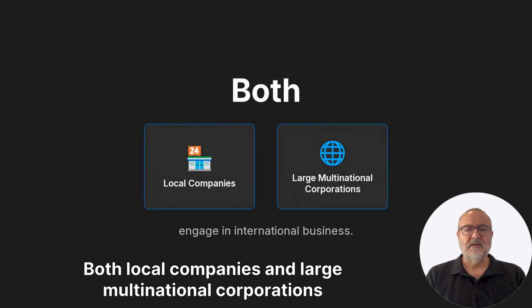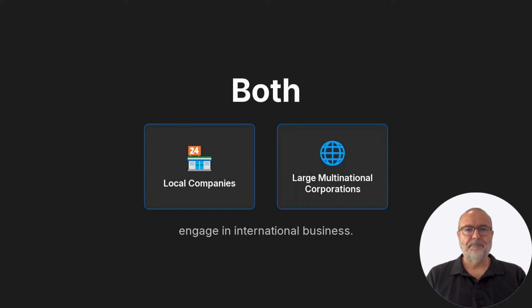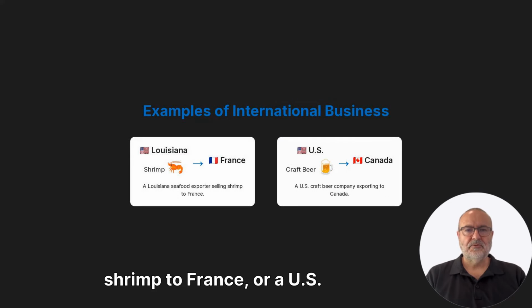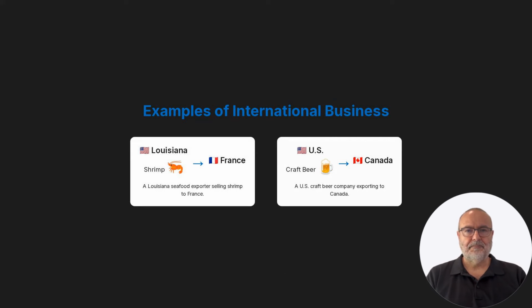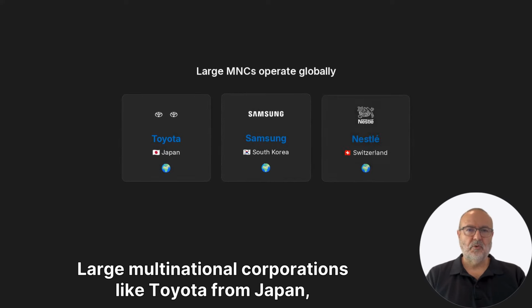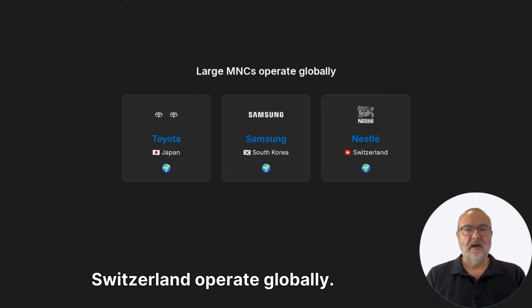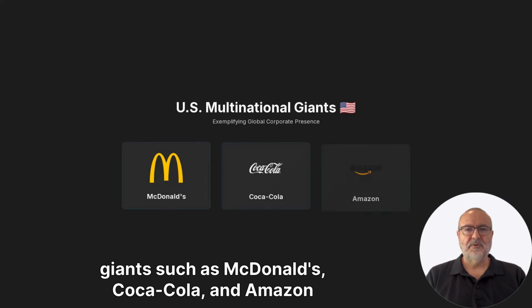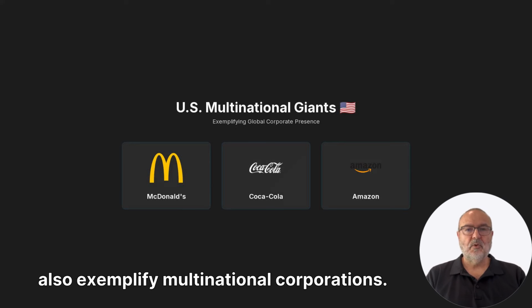Both local companies and large multinational corporations engage in international business. Examples include a Louisiana seafood exporter selling shrimp to France or a U.S. craft beer company exporting to Canada. Large multinational corporations like Toyota from Japan, Samsung from South Korea, and Nestlé from Switzerland operate globally. U.S. giants such as McDonald's, Coca-Cola, and Amazon also exemplify multinational corporations.